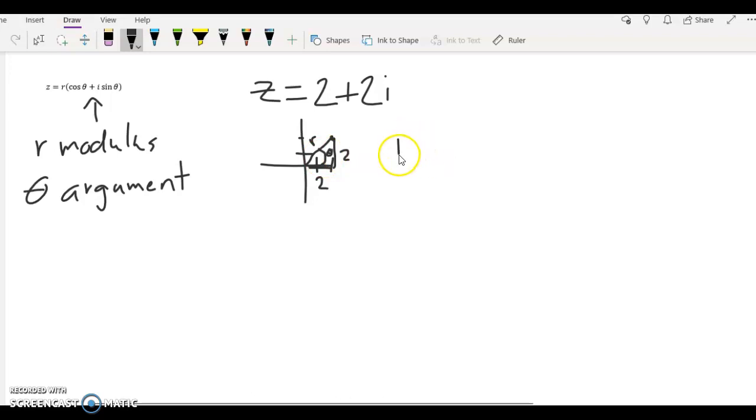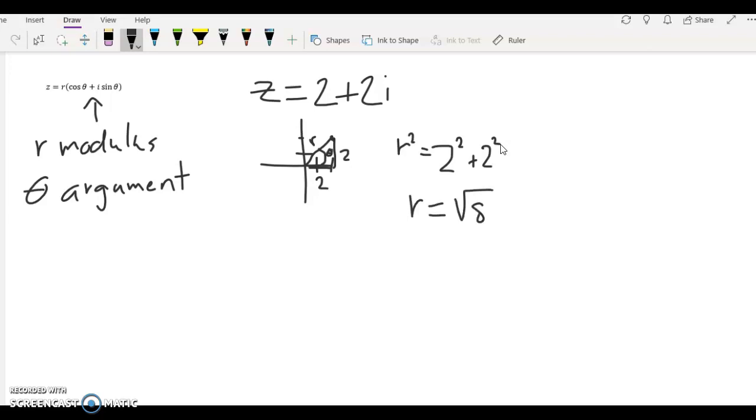For the r, we can use the Pythagorean theorem. We know that r squared will be equal to 2 squared plus 2 squared. And so 2 squared is 4. 4 plus 4 will give us 8. And so r will be equal to the square root of 8.